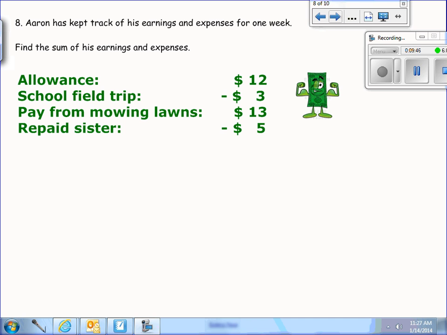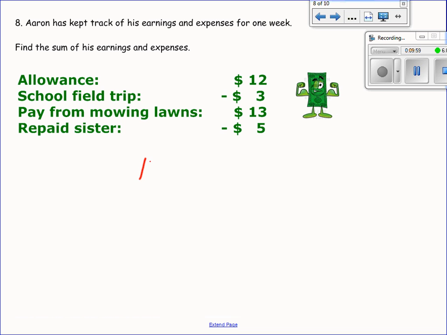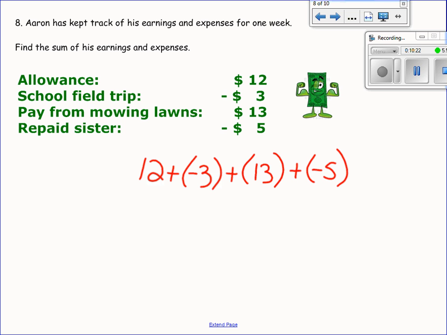Number 8. Aaron has kept track of his earnings and expenses for 1 week. Find the sum of his earnings and expenses. So let us add these together using the integers that represent what he did that week. So for example, he had $12 in allowance. Then he actually had to pay for his field trip, which was -3. Then he earned $13 cutting lawns, and then he had to pay his sister back $5.